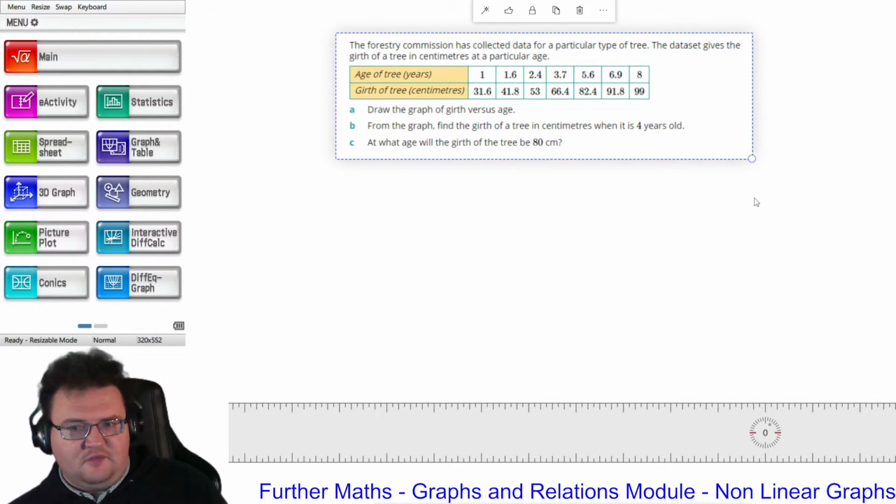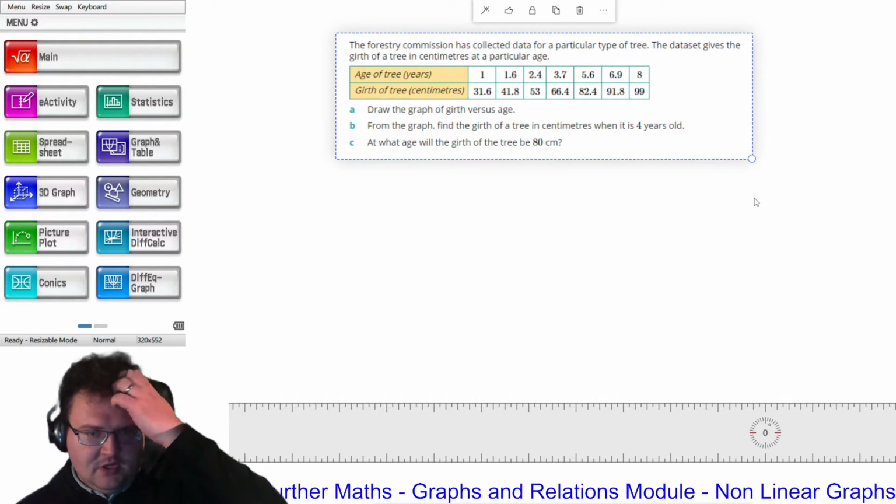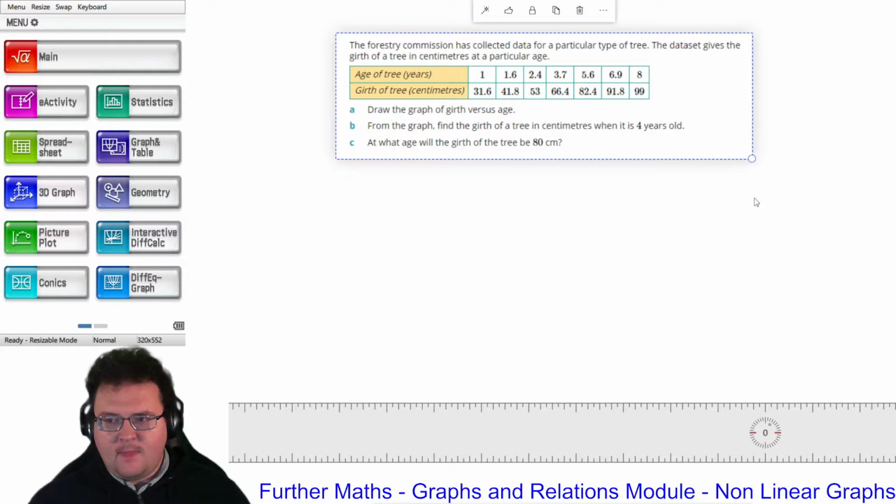So I collected data for a particular type of tree. The data set gives the girth of a tree in centimeters at a particular age. So girth is the size. Using that data, draw a graph of the girth versus the age.